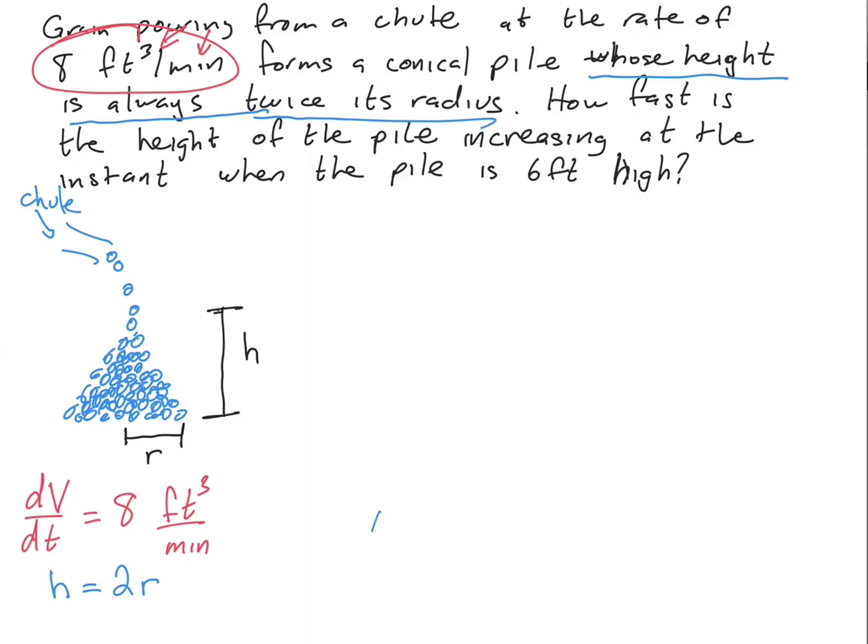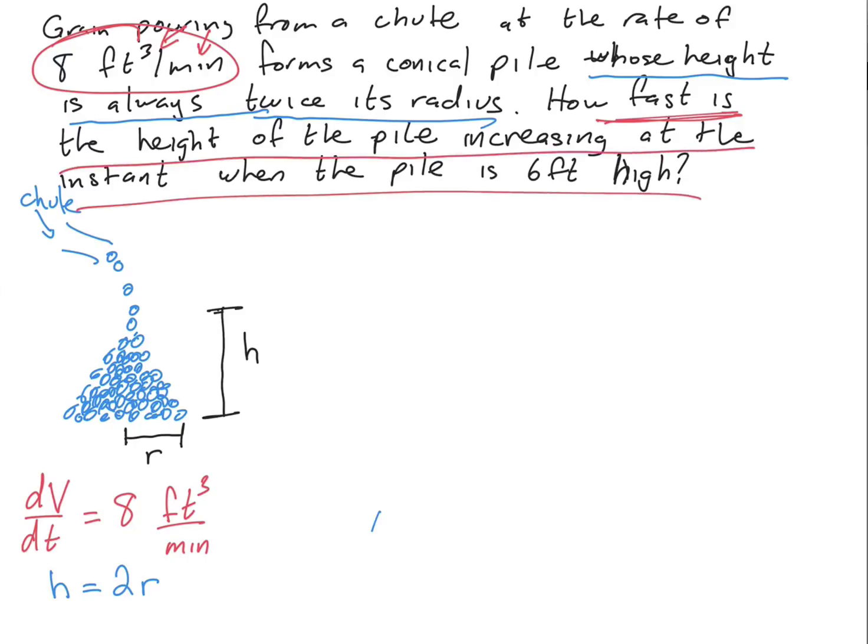Okay, and then last but not least, this last part, how fast is the height of the pile increasing at the instant when the pile is 6 feet high? So that's my question, right? Yep. So what would that be? What is dh, right? So how fast is the height changing? So dh over dt equals question mark. When h equals 6, exactly. And that's my question right there.